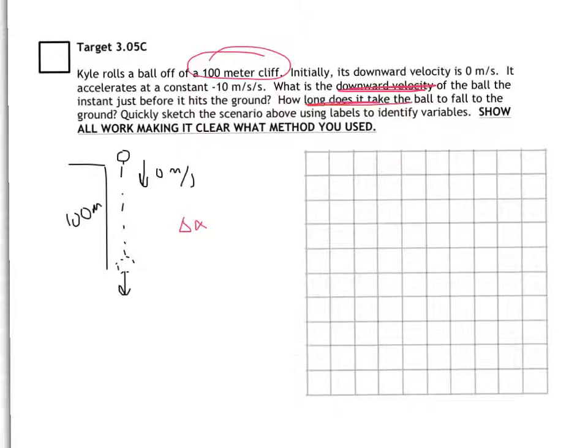Delta x is x final minus x initial. So what's the final position of the ball? Well, this is the final position of the ball. If this is height 100, then the final position is 0. So 0 minus the initial height, which is 100. So delta x is negative 100 meters.